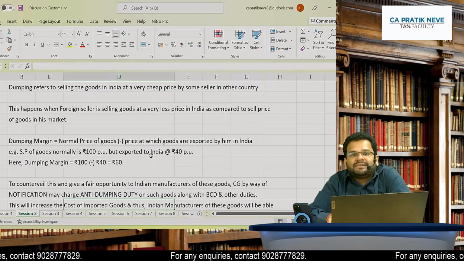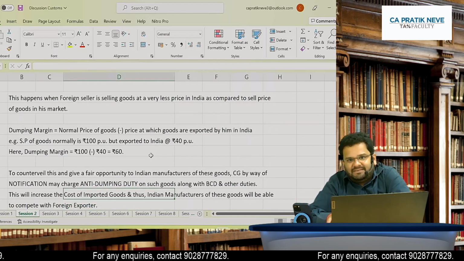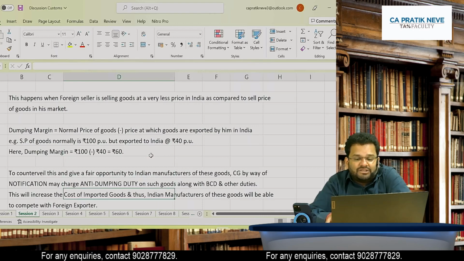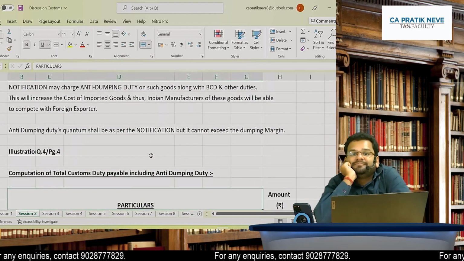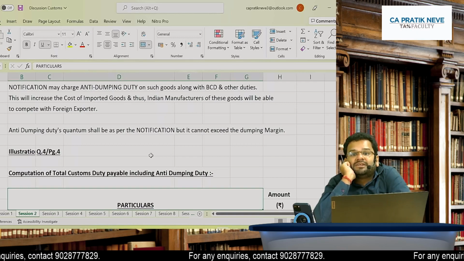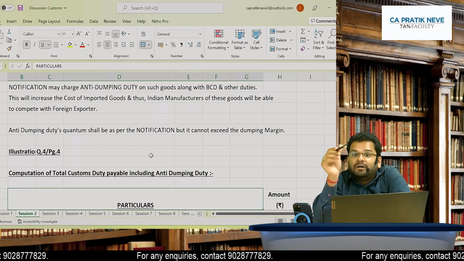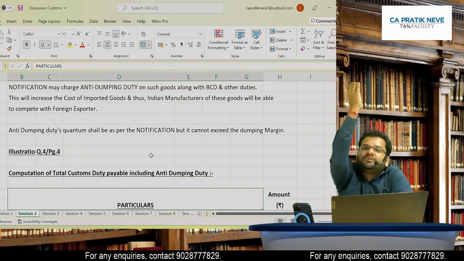So what is he doing? He is dumping in India because he is selling at an excessively low price. So 60 in our example becomes the dumping margin. So the government says we need to stop this dumping. How will we stop this dumping? We will charge a duty against dumping, so that it will increase the price of imported goods.